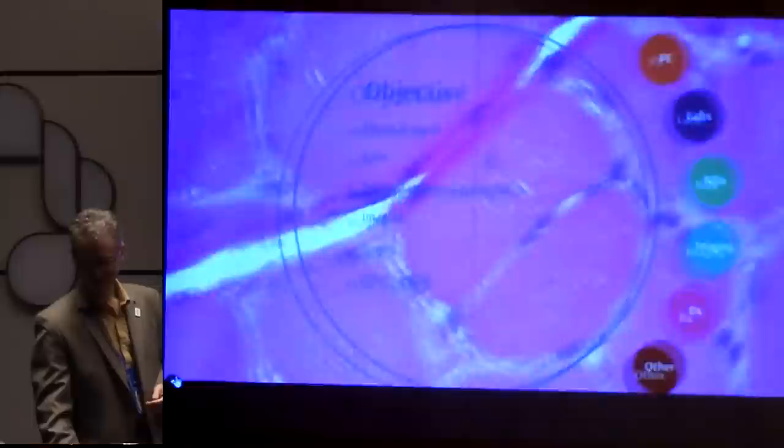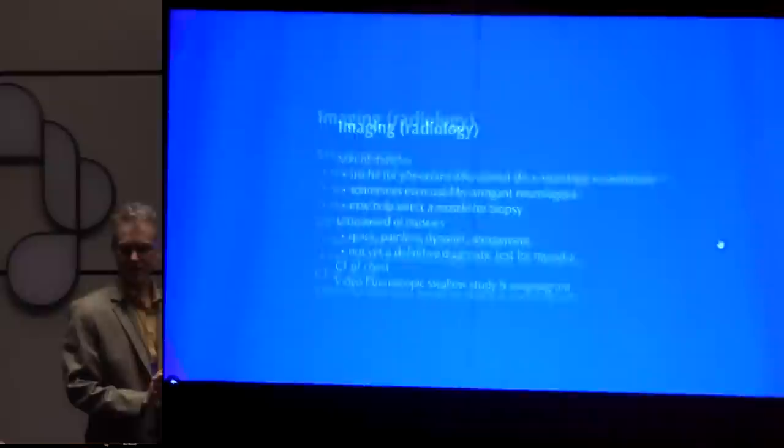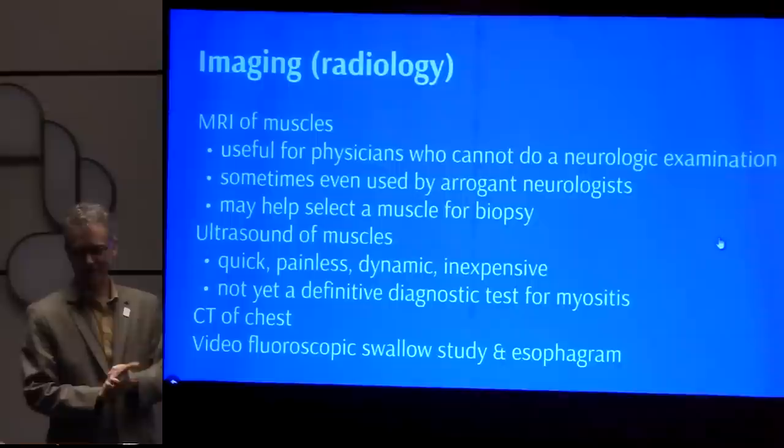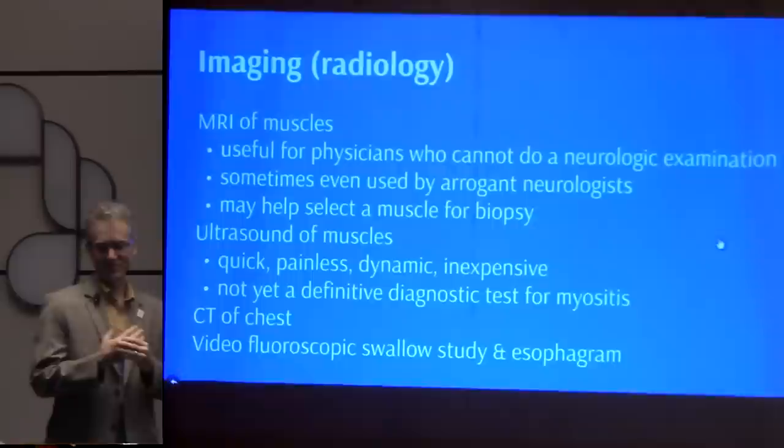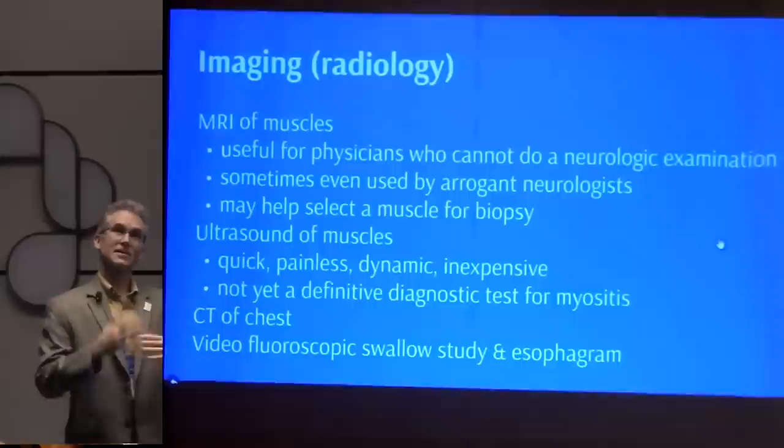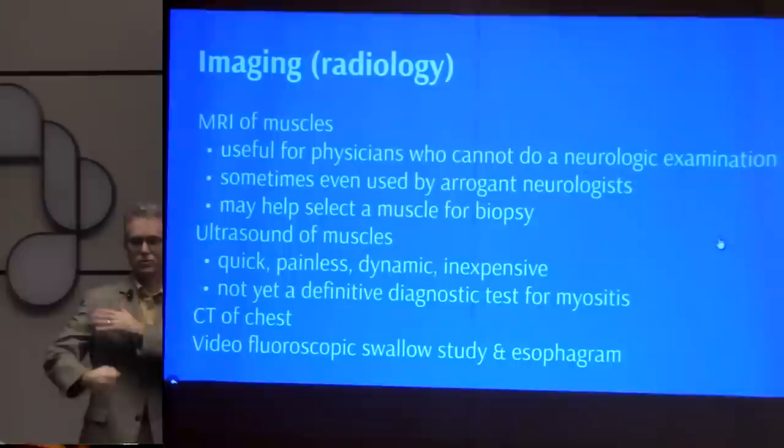So we do some imaging. Sometimes we'll check an MRI. This is me being a snob, because some people don't know how to do a neuro exam, and so they say, well, let's just get an MRI. But even an arrogant neurologist like myself will sometimes order an MRI because it can show some changes in a muscle, and it can sometimes be helpful to choose a muscle.